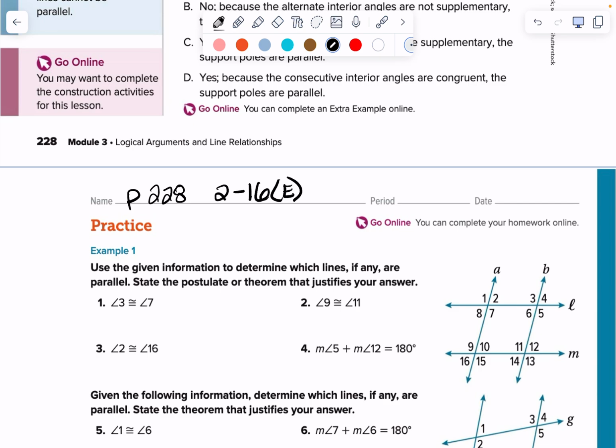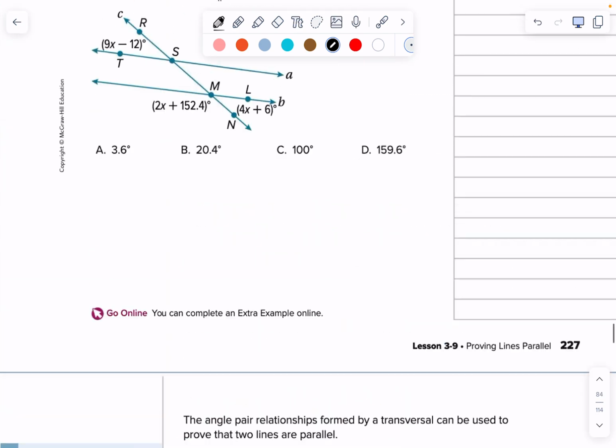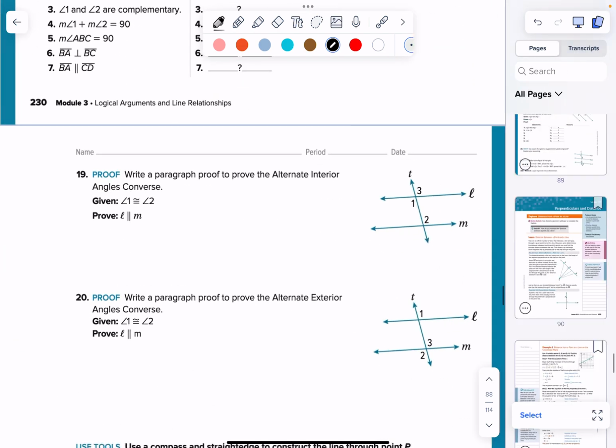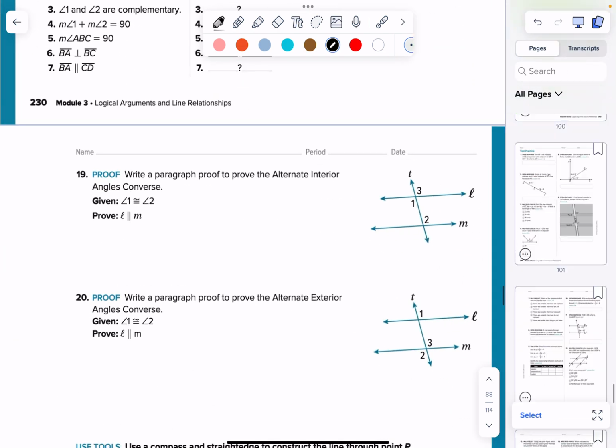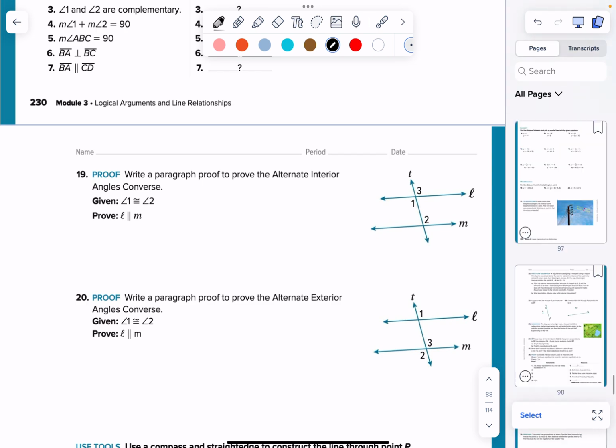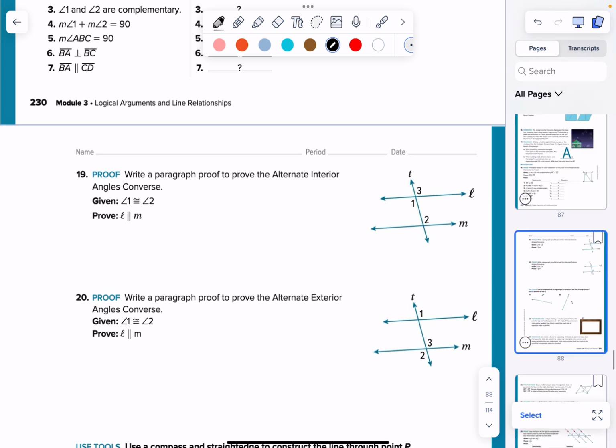All right, so 2 through 16 evens on here, page 228. Speaking of that blue paper, do you guys have it? Okay, let's do some blue paper stuff. Grab that blue paper. We're going to add some stuff to your blue paper.